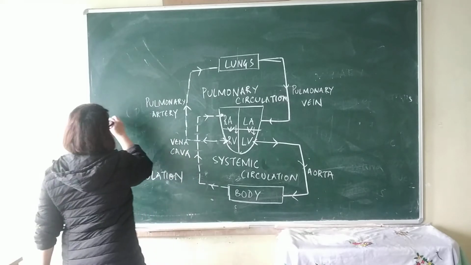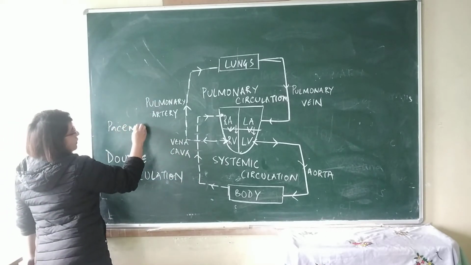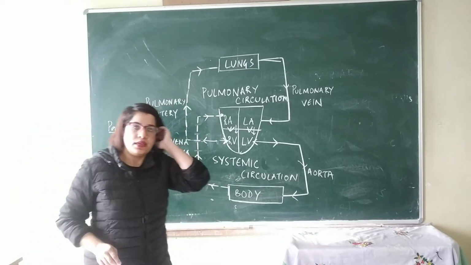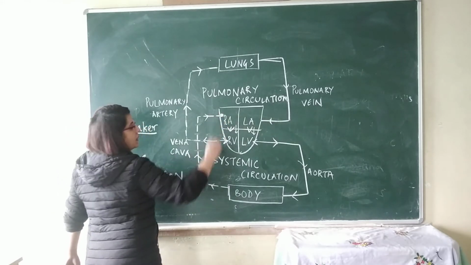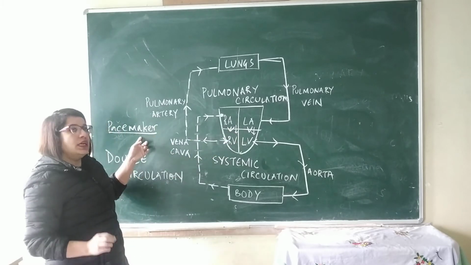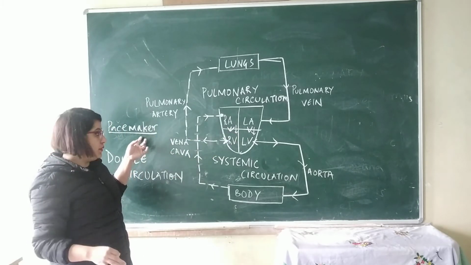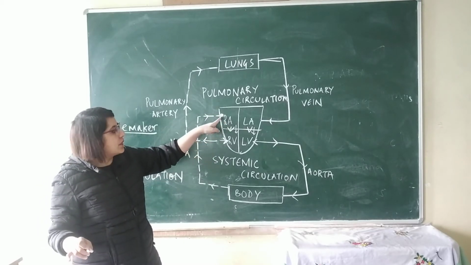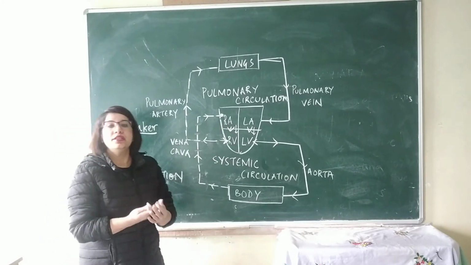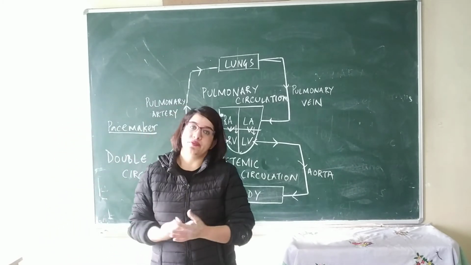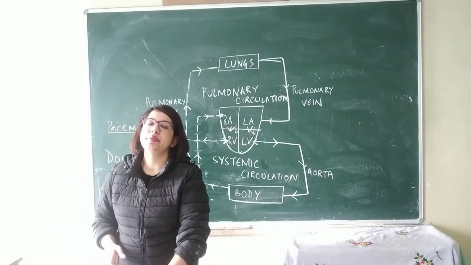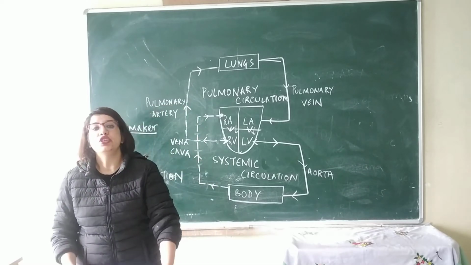And where is the pacemaker located? It is located at the opening of the vena cava at the right auricle. In some people, the pacemaker stops functioning, and so it is replaced by an artificial pacemaker so that the command to begin the heartbeat is initiated.